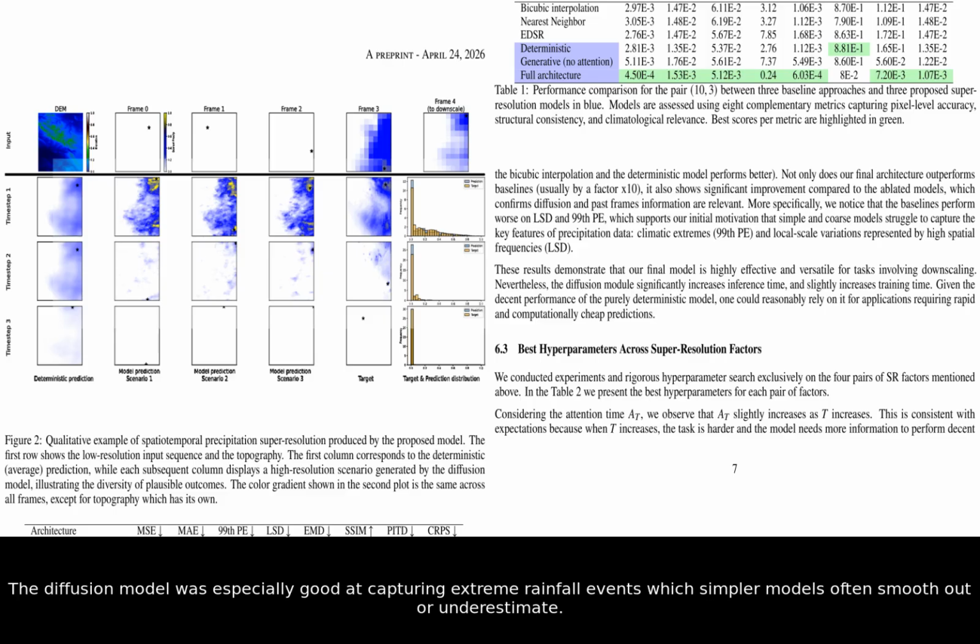The diffusion model was especially good at capturing extreme rainfall events, which simpler models often smooth out or underestimate. By representing high-frequency variations, the AI provides a much more realistic view of how intense a storm might actually be.